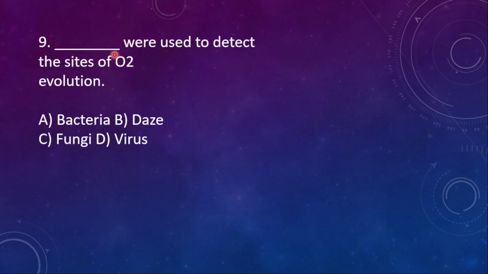9th one, dash were used to detect the sites of O2 evolution. What were used to detect the sites of O2? A, bacteria, B, daisy, C, fungi, and then D, virus, and the correct option is bacteria.